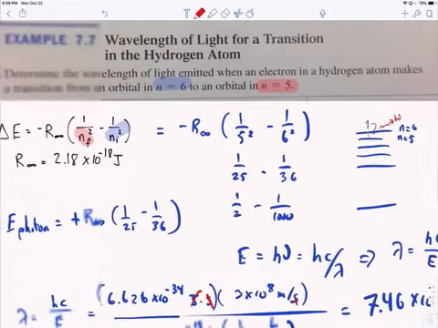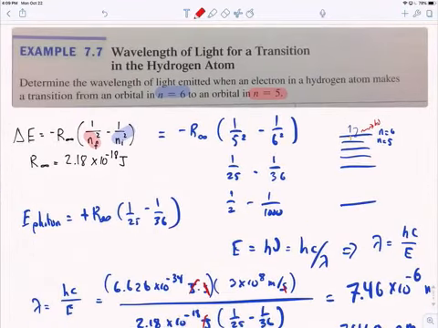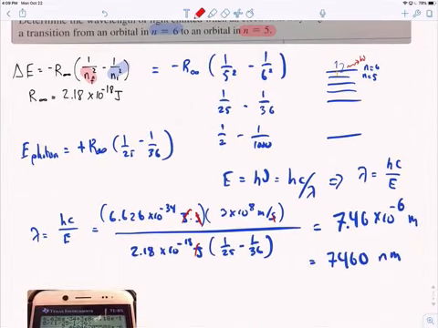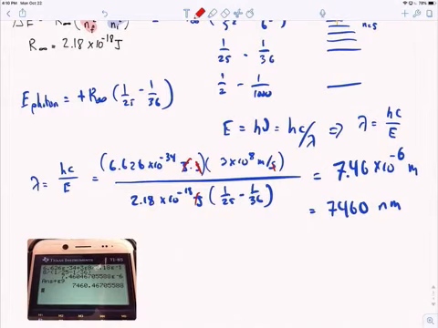So how much energy does the electron lose? It's losing 1 over 25 minus 1 over 36 times the Rydberg constant. So that energy loss equals the energy gained by the photon. So what's the wavelength of that light? The wavelength is Planck's constant h times c, the speed of light, divided by the energy of that photon. Energy of the photon we've already mentioned there. And putting in the numbers, we get 7,460 nanometers wavelength of that light popping out. Does that make sense?